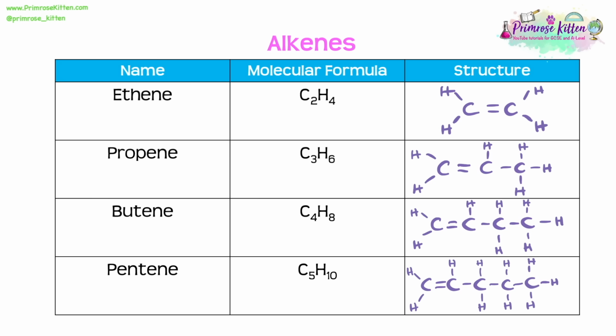And finally, pentene is C5H10. Now you can see the structures drawn here. Remember that every carbon can only have 4 bonds attached, and every hydrogen just 1 bond. This will help you when drawing these structures.